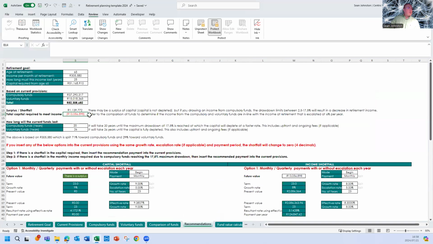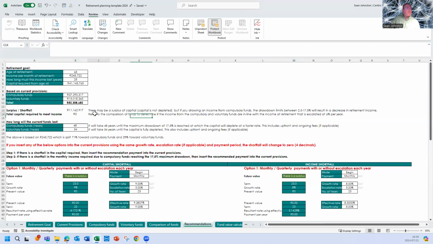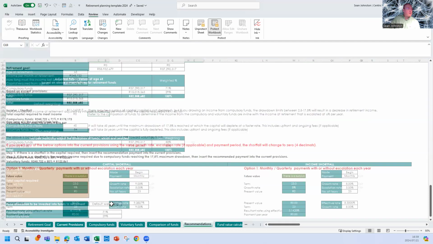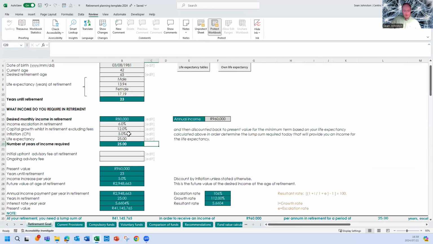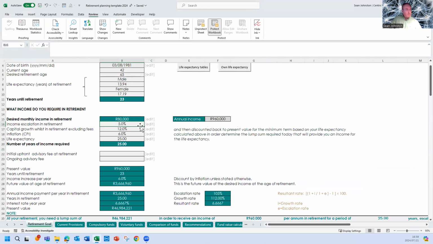However, for the total required to meet income, refer to the comparison of funds to determine whether the income from the compulsory and voluntary funds are in line, as we've established over here. They aren't. And that 6% is automatically put through from whatever amount we use. So let's say we choose 6%, we'll make it 5%. Sorry, escalated 5%, apologies. I'll change that back and do 5, and the income, let's make it 5. Make this 6. Make this 5. And then that will pull through as 5 over there. So everything is predetermined, built in for you. Let's put it back over there.